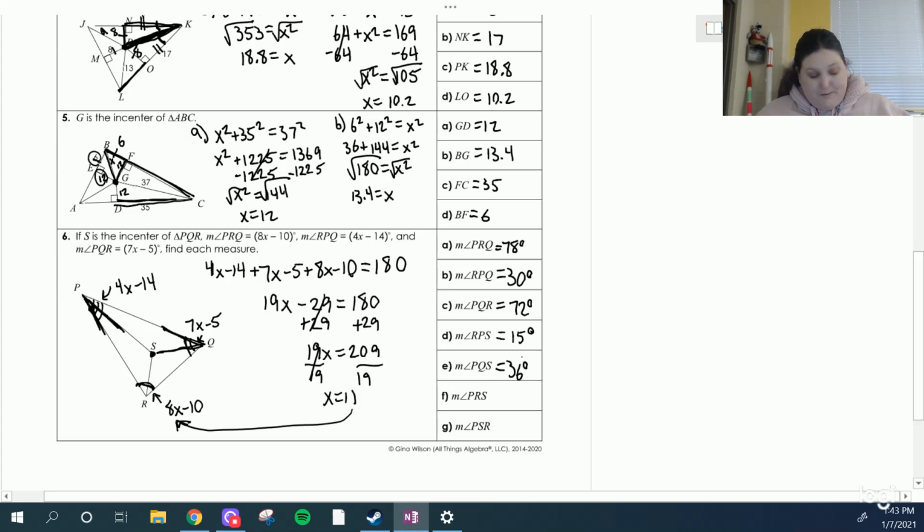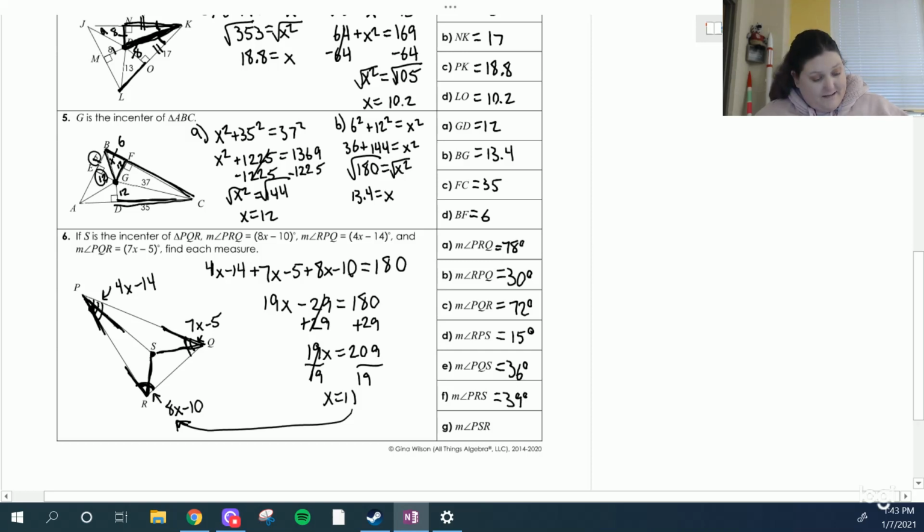Next one is PRS. So PRS is this small angle here. And again, if I know the big angle, and this is half of it, I know the small angle. So the angle that I'm looking at is PRQ. I'm sorry, I mixed up the last one. It was supposed to be PQR on the last one. This one is PRQ. And half of PRQ is 39.